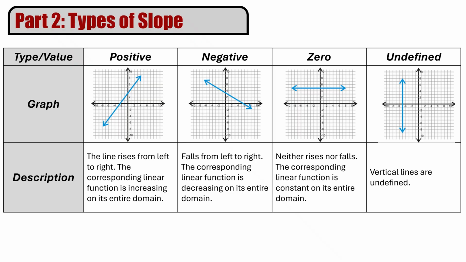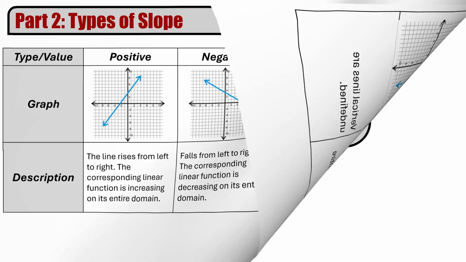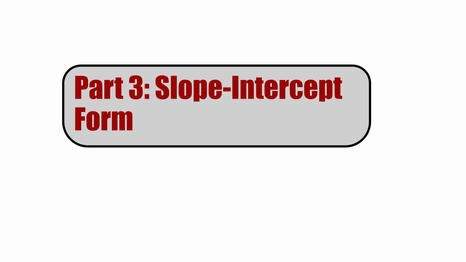A slope of 0 means the line is completely flat. There's no rising, no falling, it stays the same height the whole way across. That's why we call it a constant function. An undefined slope happens on a vertical line. This kind of line doesn't run left or right at all, so slope doesn't make sense here. Vertical lines always have an undefined slope. So now that we know all 4 types of slope, positive, negative, 0, and undefined, let's move on to the slope-intercept form of a linear equation.